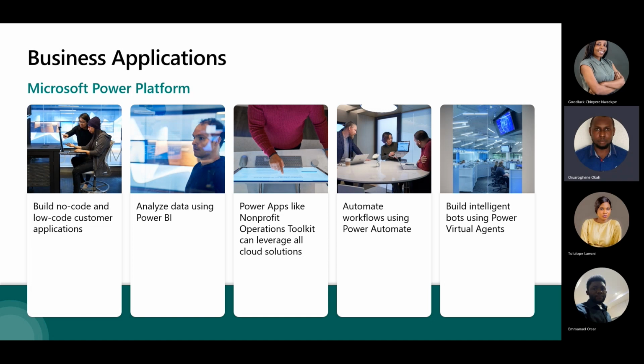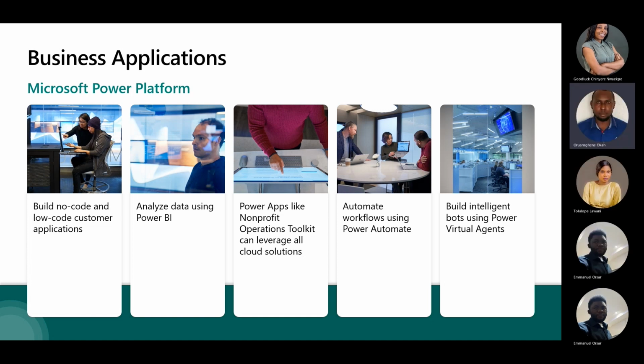We have what we call Power Automate. Power Automate basically speaks to you having the capability to automate certain manual processes, right? Like sending out email notifications, or at the click of a button, certain actions take place in order to enable smooth transition in terms of your daily operations as an NGO.